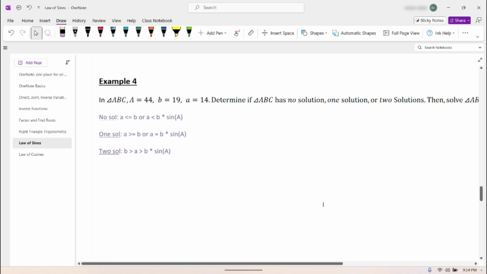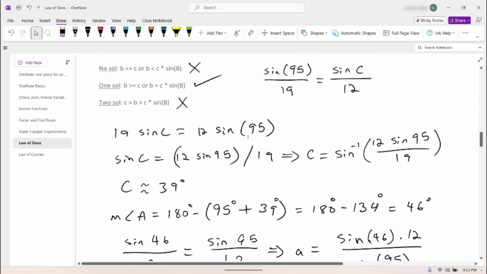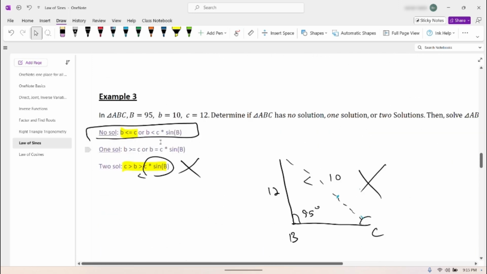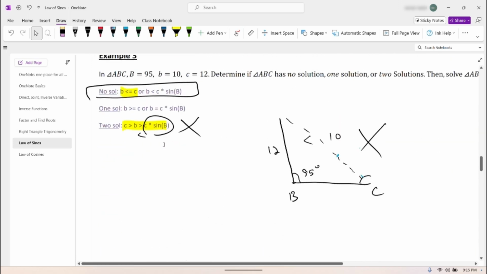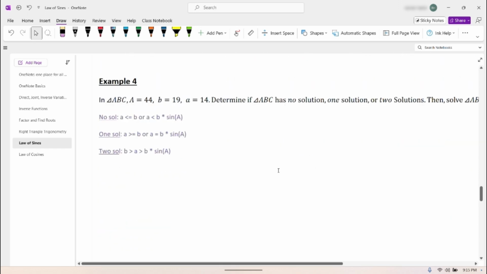Hello, this is part 2 of Law of Sines video. In this video, we will be looking at example 4 and example 5 only. So in example 2, we had a condition where we had one solution, and then in example 3, we had no solutions for our triangle. So in this example, there's a good bet that this has two solutions, but we still need to solve and make sure if that's the case or not.